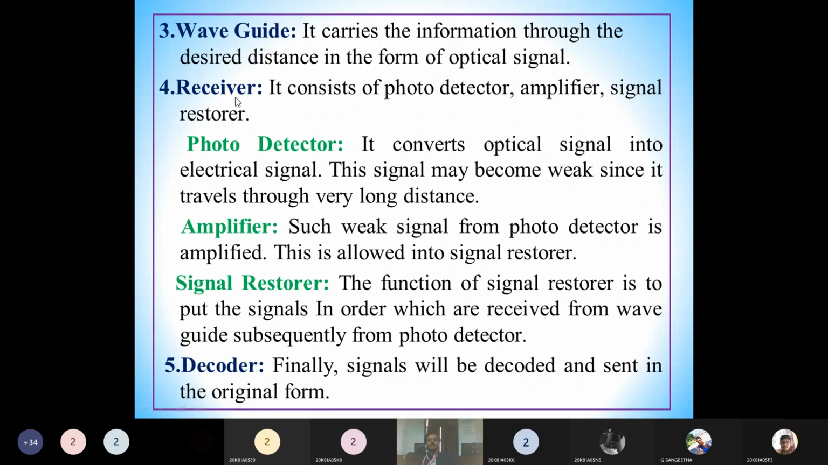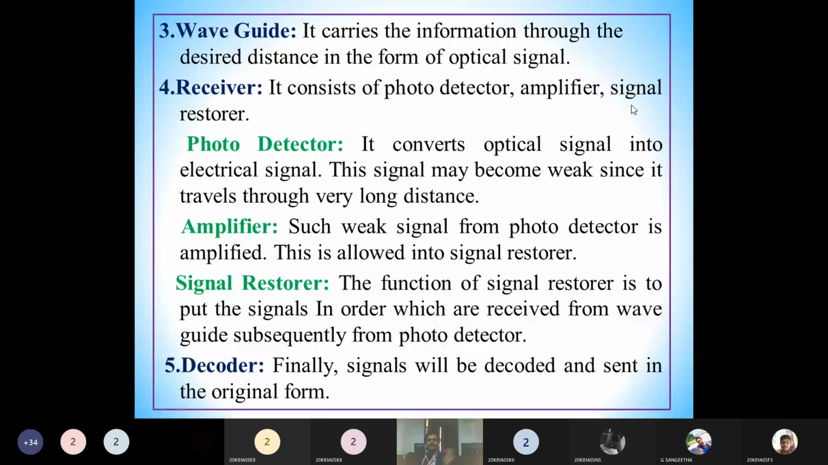After that comes the receiver. The receiver consists of a photo detector, an amplifier, and a signal restorer. We already discussed the photo detector in the third unit, optoelectronics. This photo detector detects the optical signals and converts them again into electrical signals. It is connected to the amplifier, and the amplifier amplifies those electrical signals.